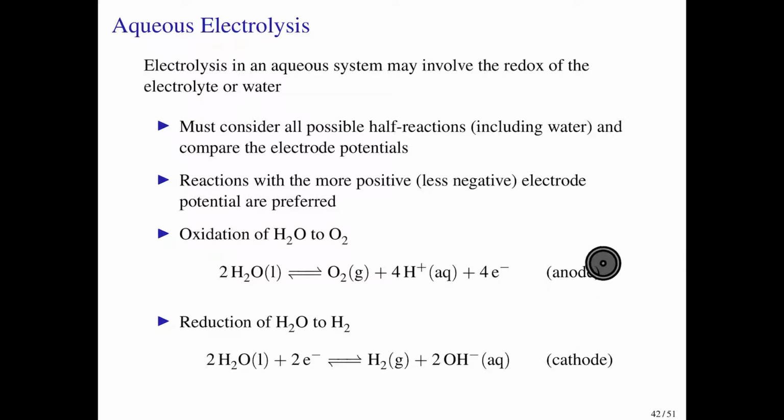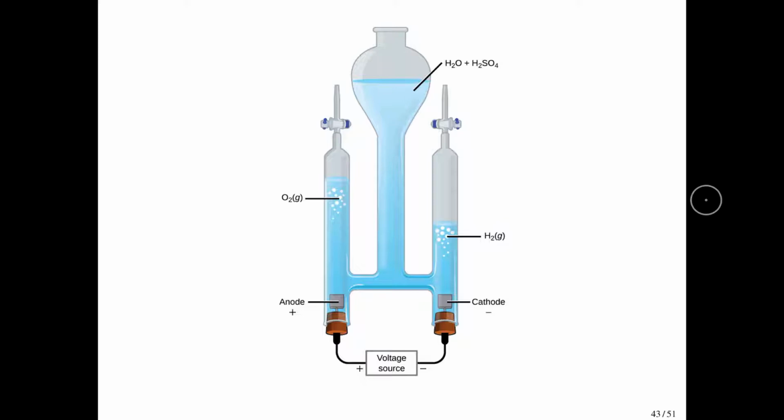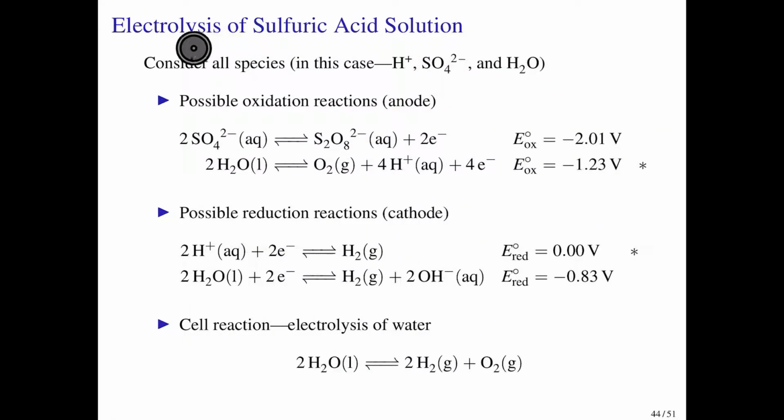You have to take these into consideration when you try to determine what's going to happen when you try to electrolyze an aqueous solution. Here is an example of what that might look like. Let's suppose that you had a sulfuric acid solution here. You've got two electrodes, an anode and a cathode, and we want to consider what possible half reactions can occur at these two electrodes. You need to consider all of the species that are present. You've got acid protons, you've got sulfate ions, and then water is present in the solution. And you want to ask yourself, what reactions can occur at the anode?